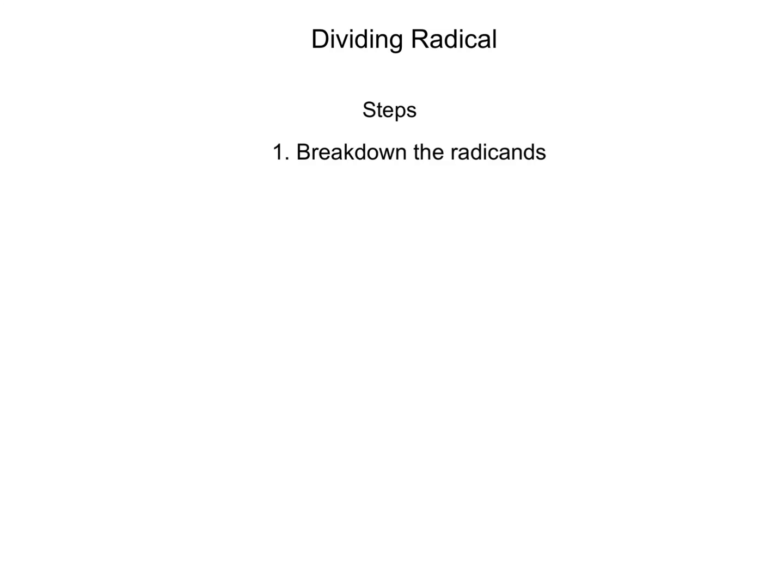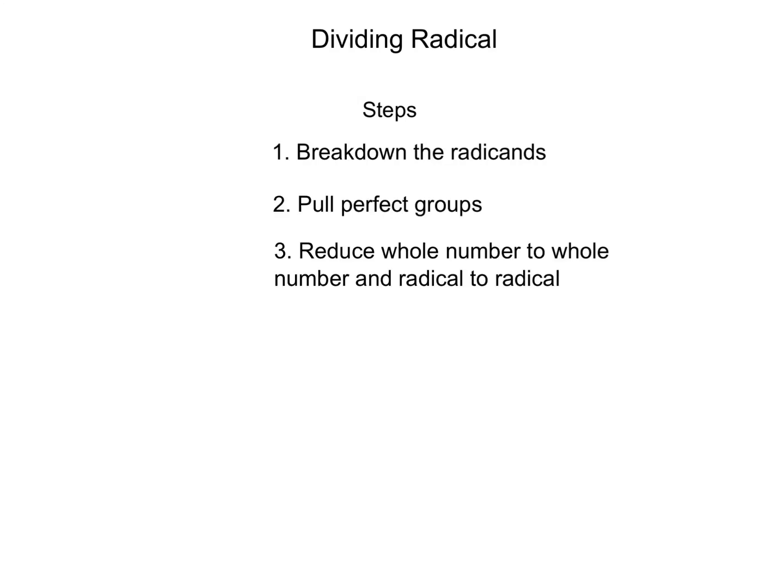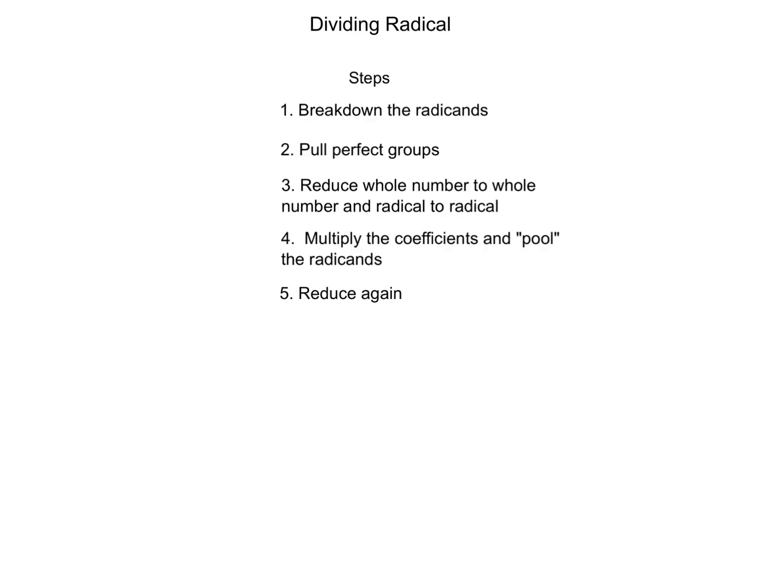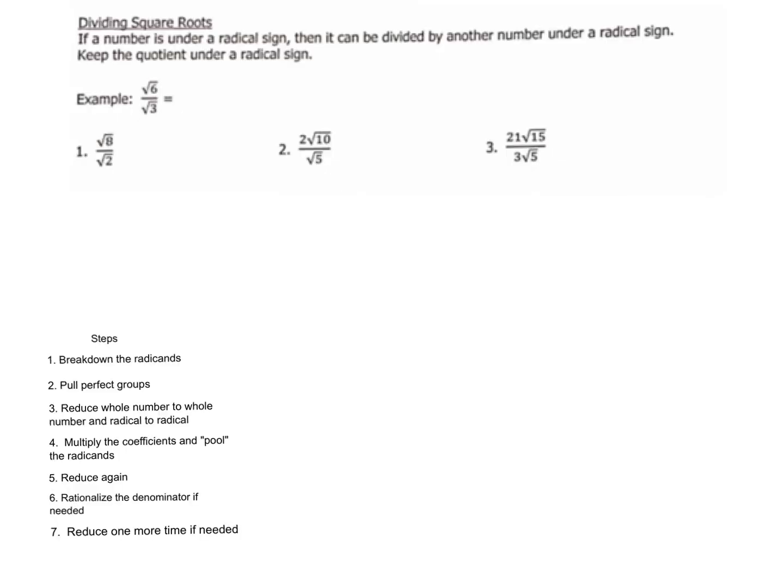Alright, now dividing radicals is a little more involved. I'm going to start by breaking down the radicals just like we normally would. Pull perfect groups, reduce whole numbers to whole numbers and radicals with radicals, multiply the coefficients and pool. We're going to reduce again, and then rationalize the denominator if needed, and reduce one more time if needed. Again, we're trying to keep things under the radical as small as possible. That's why we have so many reductions.